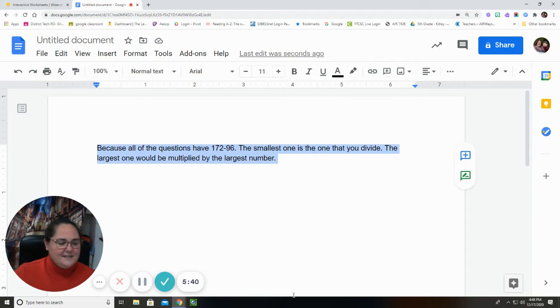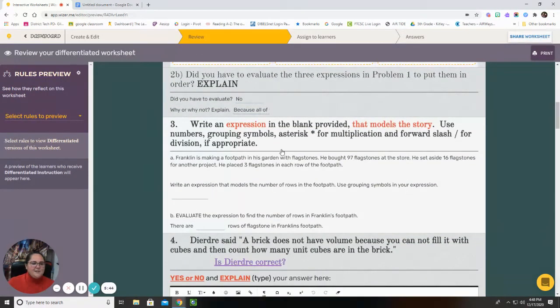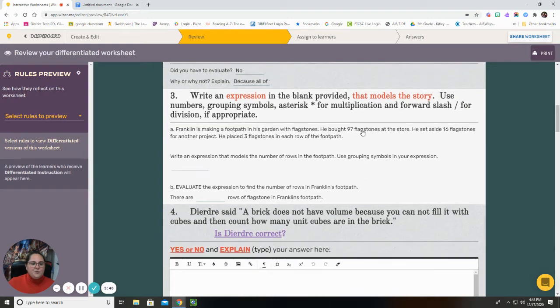All right. Number 3, it says write an expression in the blank that models the story. Use numbers, grouping symbols, and asterisks for multiplication and a / for division if appropriate. Great.